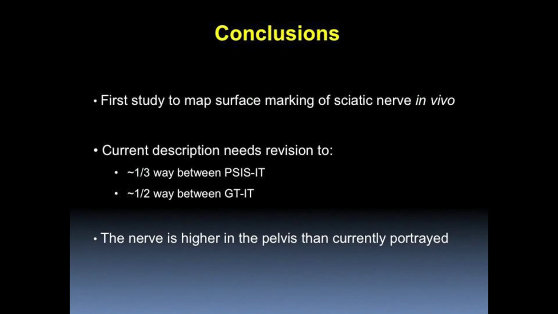Our study was the first study to map the course of the sciatic nerve in vivo in relation to bony landmarks. The nerve lies 1/3 of the way from the posterior superior iliac spine and half of the way from greater trochanter to ischial tuberosity from what we found, and the nerve is significantly higher within the gluteal region than currently portrayed.